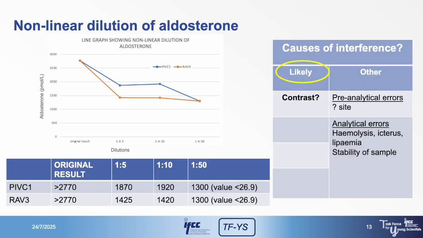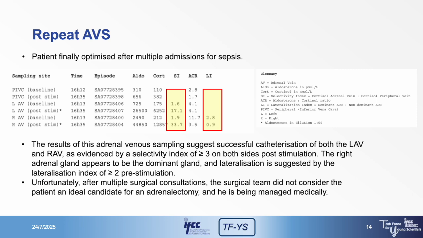In addition, we also performed serial dilutions of aldosterone as the original results were greater than the measuring range, and we discovered a non-linear dilution pattern, and we attributed this to interference, with the most likely interferent being contrast.